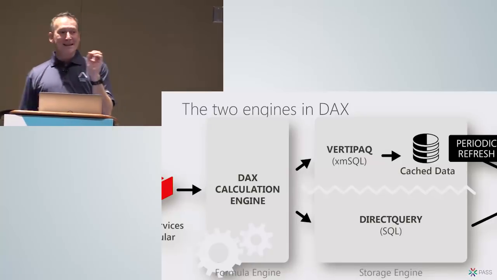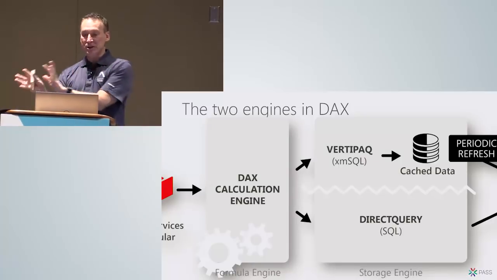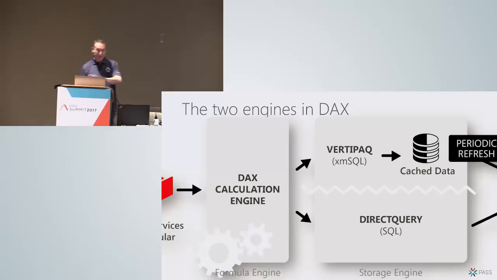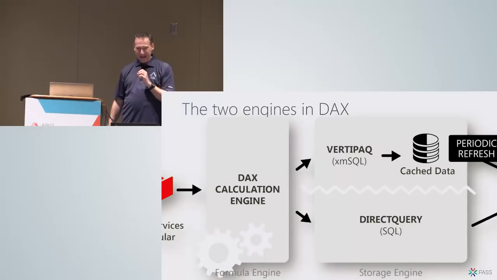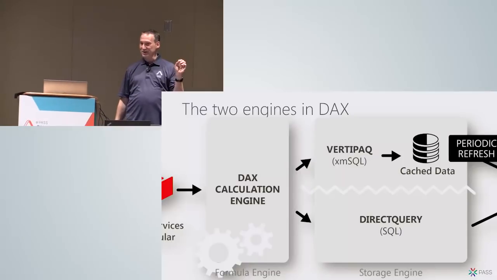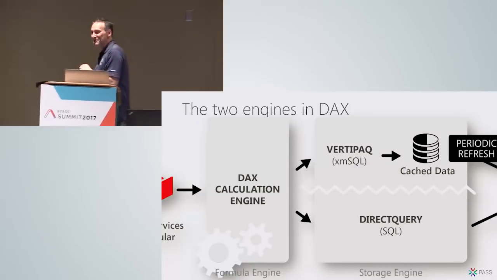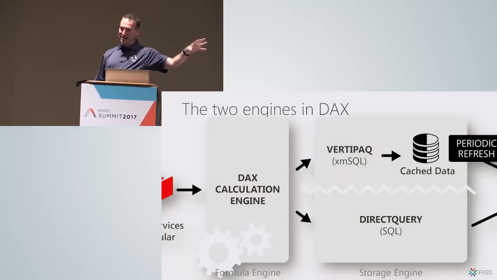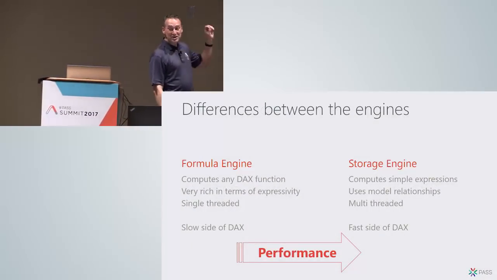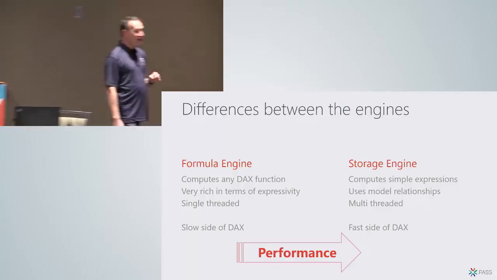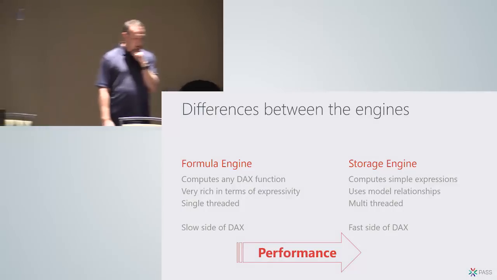So optimizing basically means try to avoid formula engine and try to increase the usage of storage engine as much as you can. I guess I said the opposite of what I wanted. You want to reduce formula engine and increase storage engine. The more work is done by storage engine, the better. Formula engine is slow, storage engine is fast. So you need to use storage engine as much as you can.